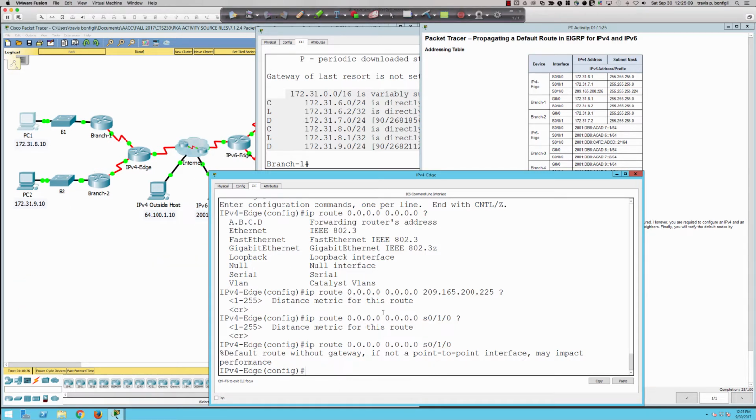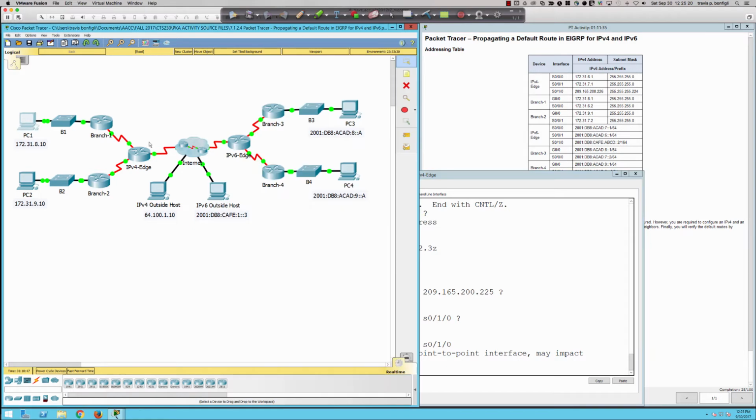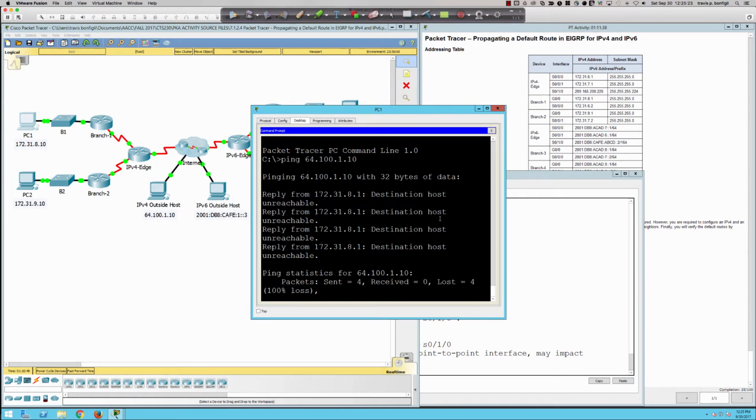And so that was a pretty big chunk of change there. That was 25 points. So there it is. We've got the default route and we tell it, okay, use that interface. So now, is it going to work now from the PC? Or is there more to do? Let's check.